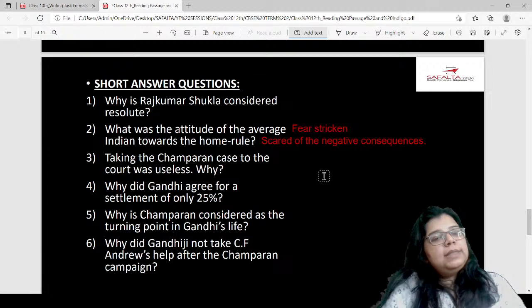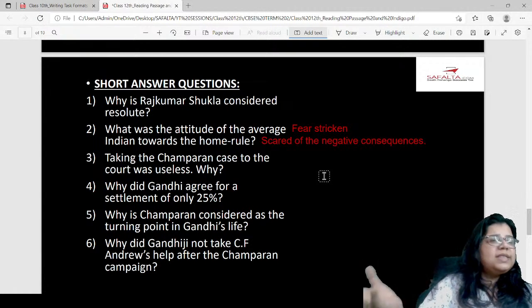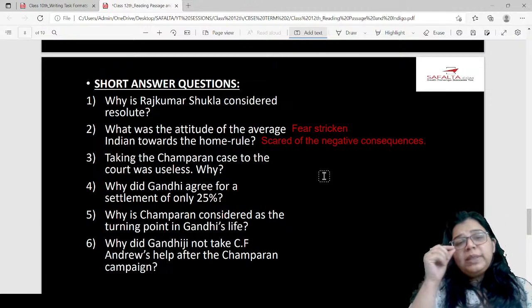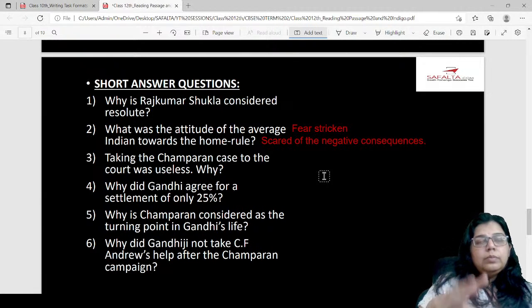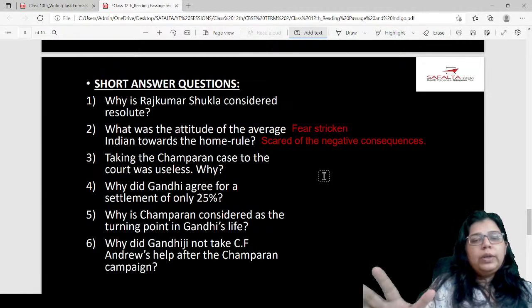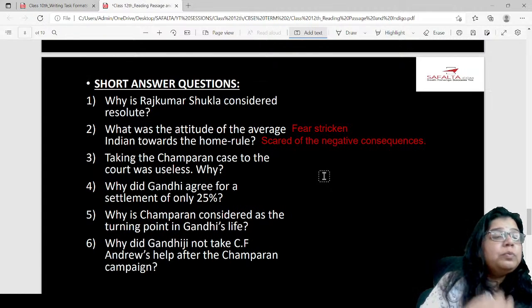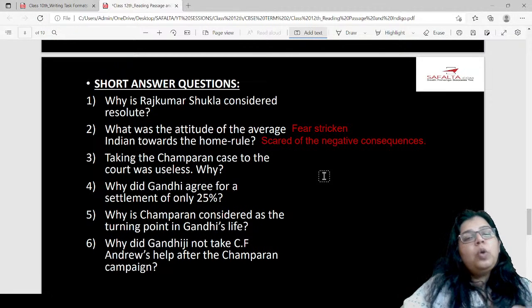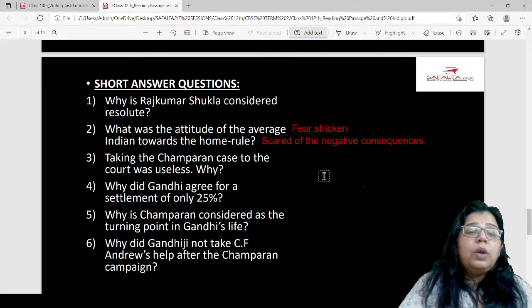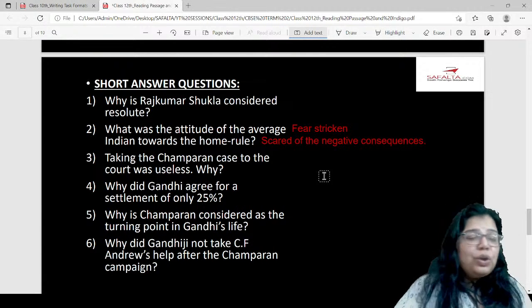Then, of course, there are these things of why Mahatma Gandhi did not take the help of this lawyer called C.F. Andrews. Why did he settle for 25% refund? Why not 100% refund? So, he did not take the help of the British lawyer C.F. Andrews. Why? Because he wanted the movement to be self-reliant. He wanted that they should win this struggle without outside help, or in fact, he did not want people to believe that they won because of outside help, right? So that is why he did not take the help of C.F. Andrews.